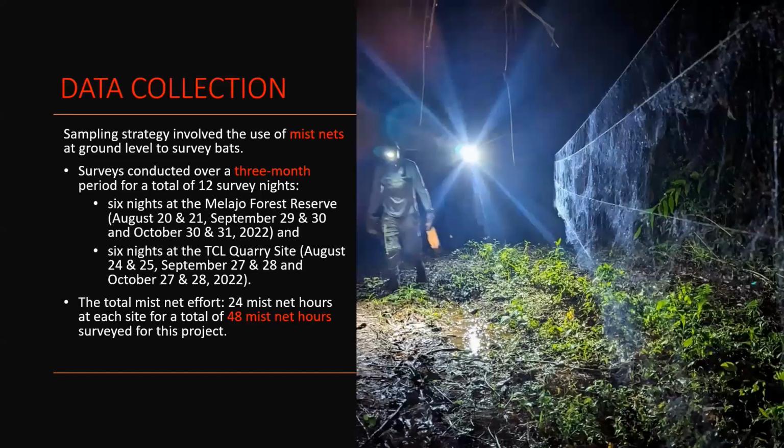So onto our data collection method. Our sampling strategy involved the use of mist nets at ground level to survey bats. Surveys were conducted over a 3-month period for a total of 12 survey nights: 6 nights at the Malau Forest Reserve and 6 nights at the TCL quarry site. Both sites were surveyed in late 2022. The total mist net effort was around 24 mist net hours at each site for a total of 48 mist net hours surveyed for this project.